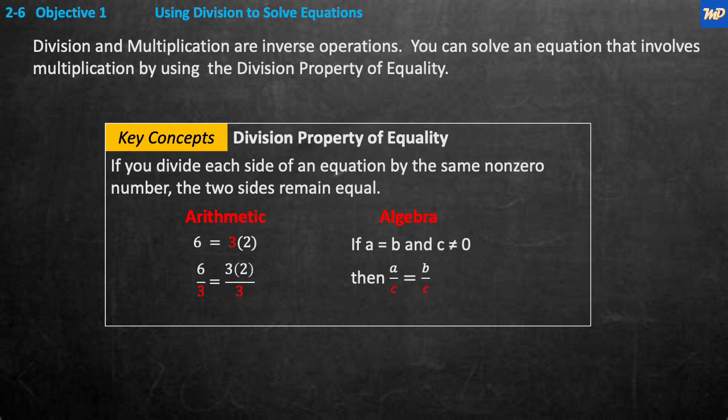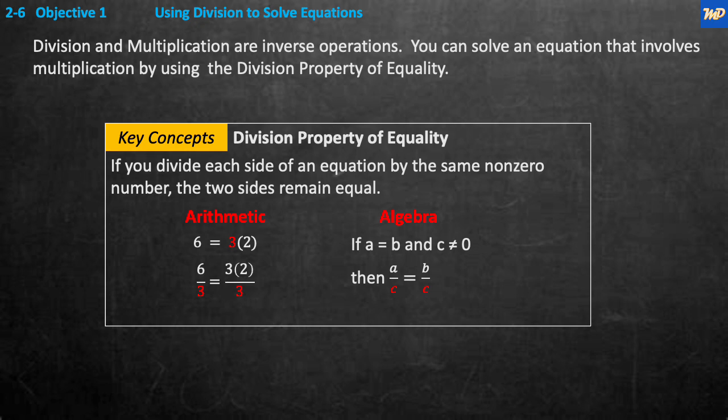Objective 1. Using division to solve equations. Division and multiplication are inverse operations. You can solve an equation that involves multiplication by using the division property of equality. So a key concept here is the division property of equality. If you divide each side of an equation by the same non-zero number, the two sides remain equal.